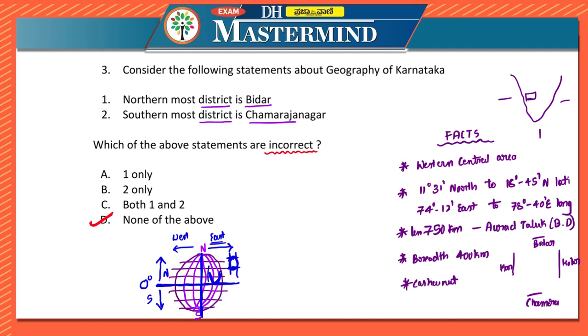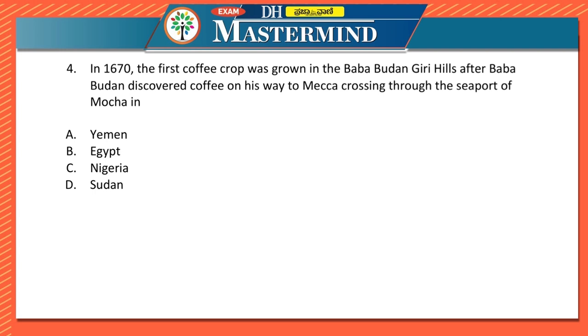Let us move on to the fourth question now. In 1670, the first coffee crop was grown in the Baba Budangiri hills after Baba Budan discovered coffee on his way to Mecca, crossing through the seaport of Mocha. And this is in which country? Here the answer is A, Yemen. This will be very important because Baba Budangiri was very much in news recently also. So they discovered coffee on their way to Mecca while they were crossing the seaport of Mocha in Yemen.